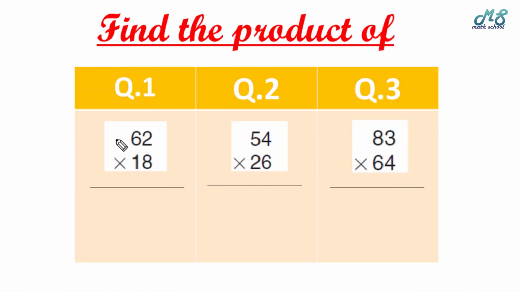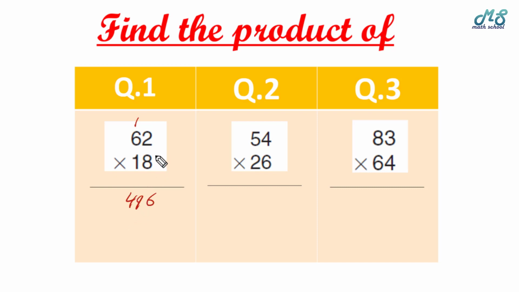Find the product of 62 times 18. The first step, guys, just multiply 8 by 62. 8 times 2 equals 16. Write 6 and keep 1 up. 8 times 6 equals 48. 48 plus 1 equals 49.